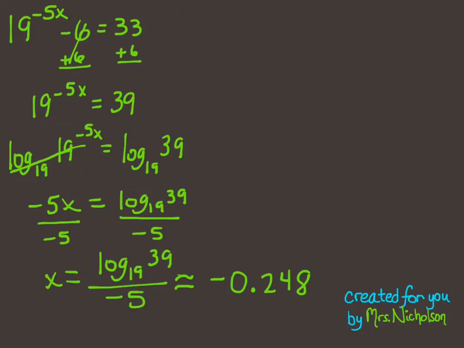If you were successful on this one, we should have ended up with log base 19 of 39 divided by -5. And if you have a calculator available, you could get the decimal approximation, which is -0.248. So what we had to do on that problem, similar to the one before, except this time we were subtracting 6 instead of multiplying by something. And so you can see here at the top that I added 6 to both sides.